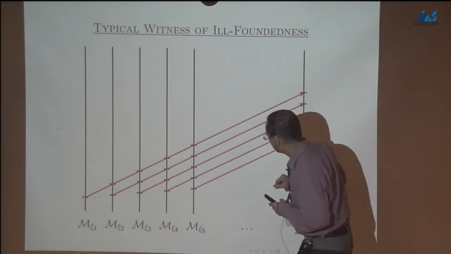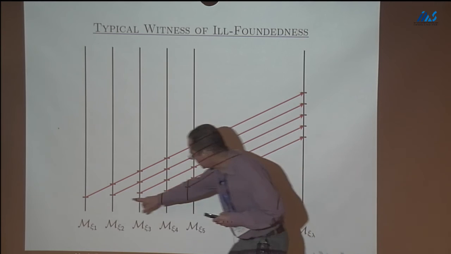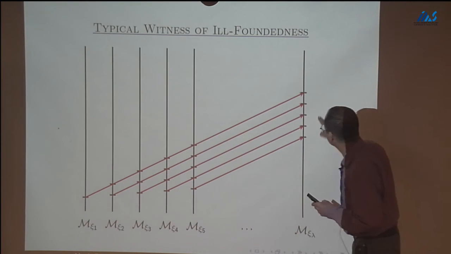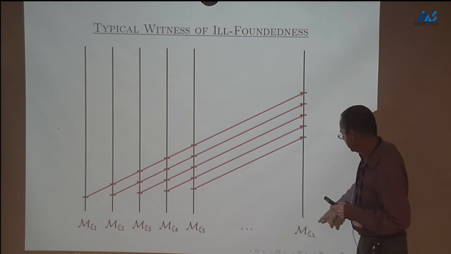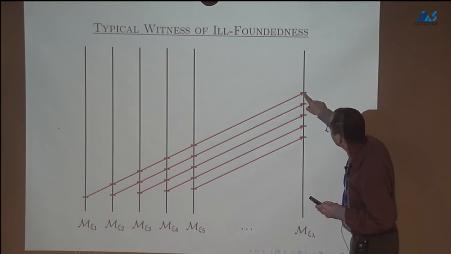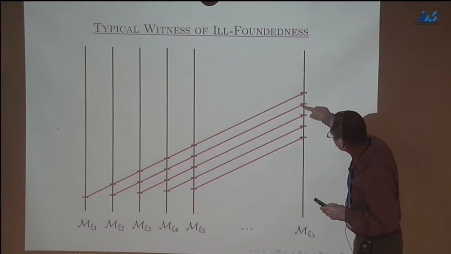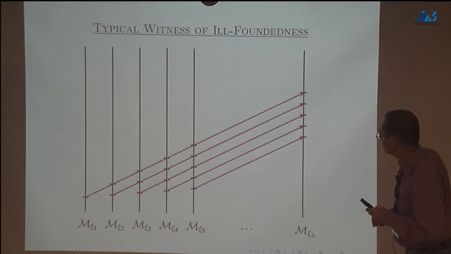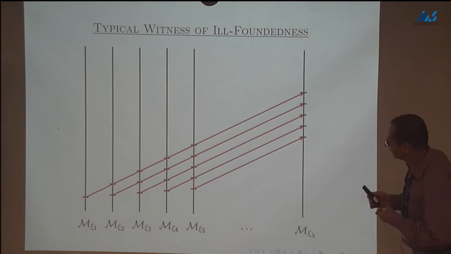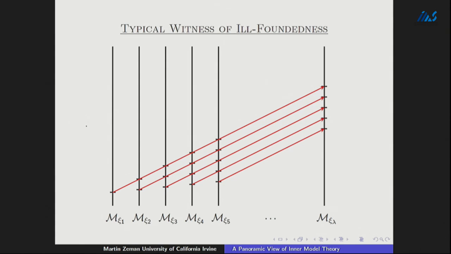But the ordinals themselves may grow, but nevertheless they constitute an infinite descending chain in the direct limit, because the first one is mapped here, the second one here, and so on. So this way you get an infinite descending chain. And this is a useful picture to keep in mind when you deal with ill-foundedness.